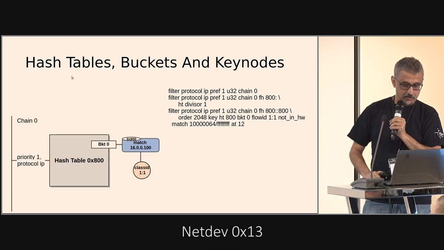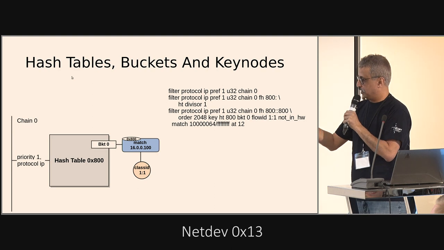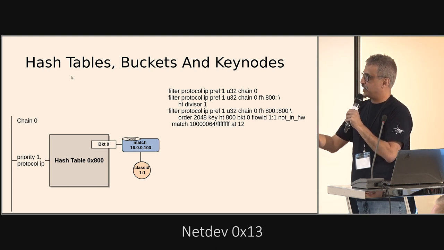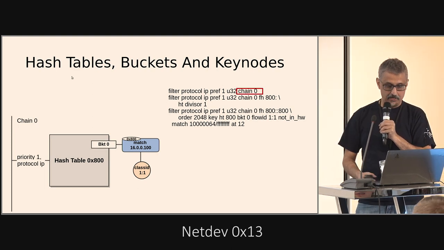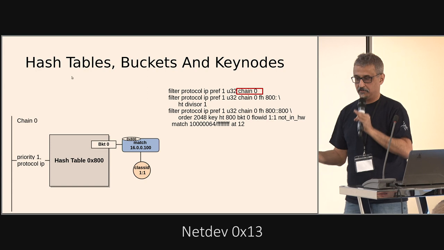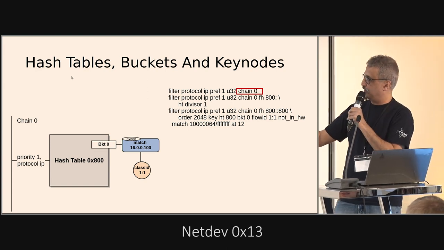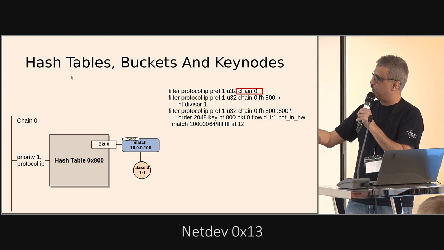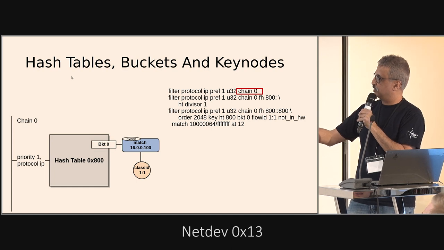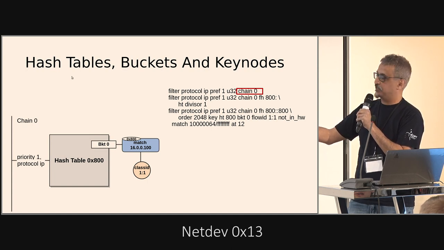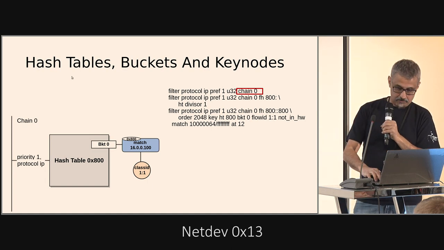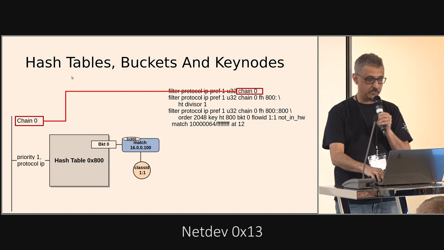So here, this actually has a lot of meaning, and I'm hoping that I can describe those details too. So the chain, as I had shown earlier, this is just a TC chain. When you specify any filter, if you had said flower there, it will say that this is protocol IP, because that's what you specified, a priority of 1, the classifier type is U32, and it's on chain 0. Okay, so that maps to the chain in this diagram.